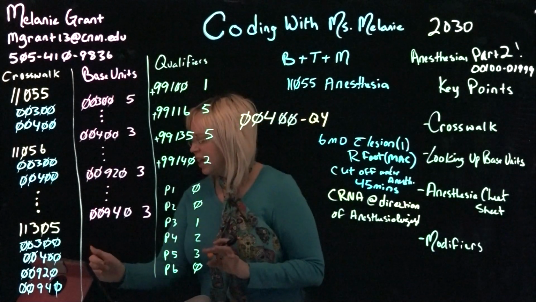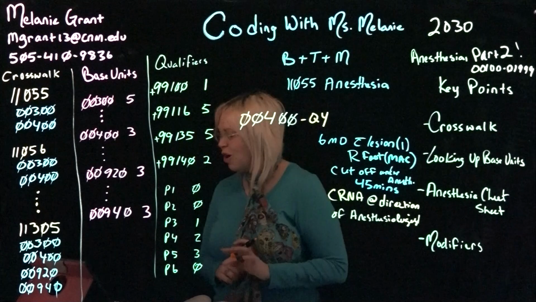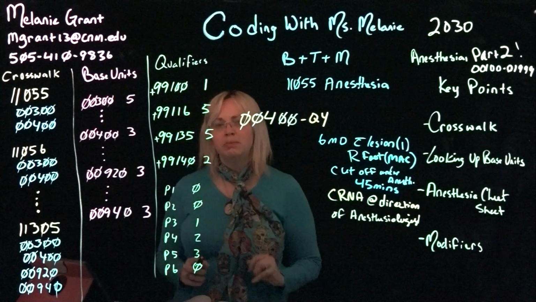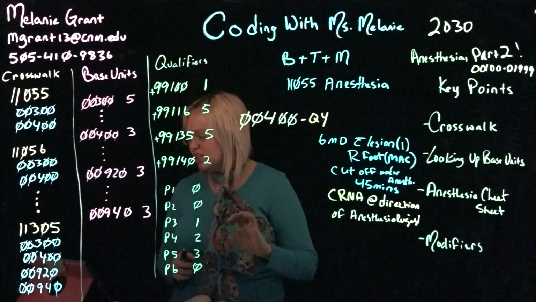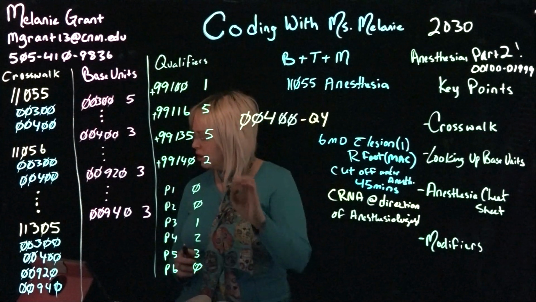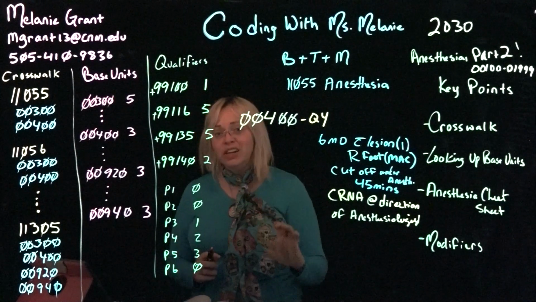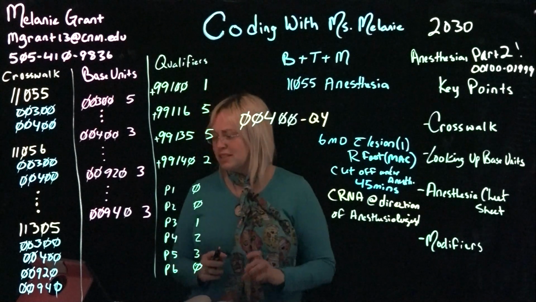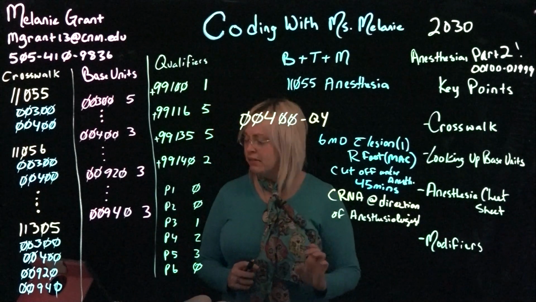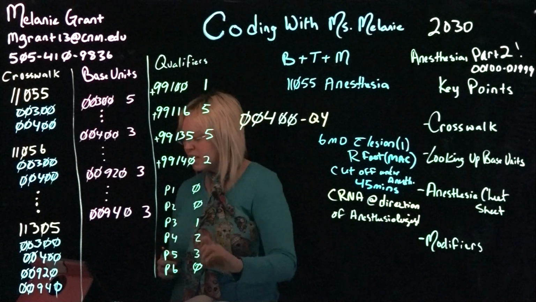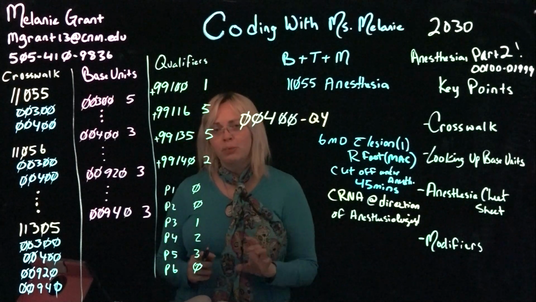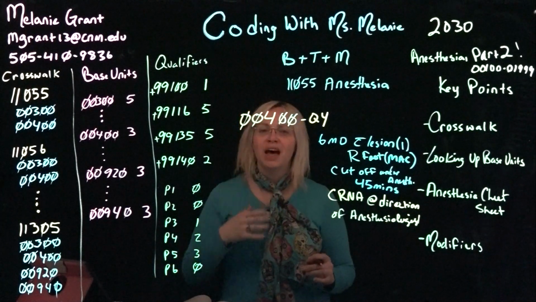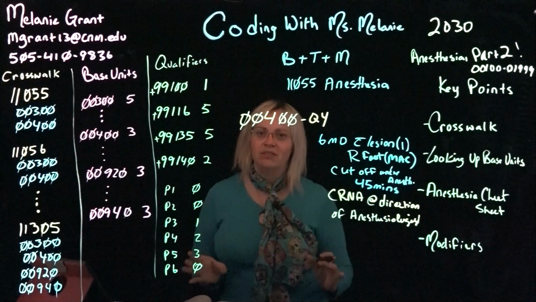Okay, the next thing we want to look at is our P status modifiers, and we have this on our anesthesia cheat sheet. And we have the difference of P1, a normal healthy patient, P2, a patient with a mild systemic disease, a P3, a patient with severe systemic disease, P4, the severe systemic disease that is a constant threat to life. A P5 is a patient not expected to survive without this operation. So they have to do an operation, more likely an emergency situation or something that their heart is failing and they have to have this surgery.